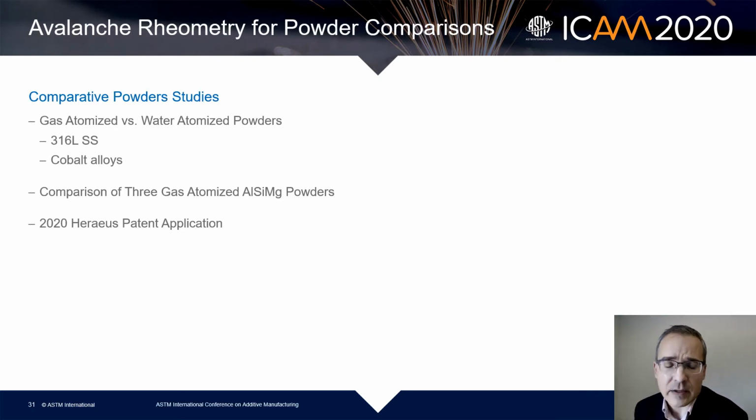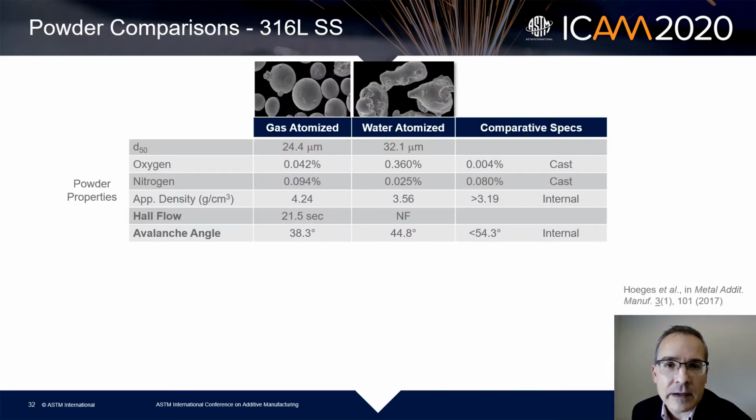So one of the main uses for Avalanche Rheometry is to compare between powders. I'll go over a few examples of that here today. Here's some 316L stainless steel, gas atomized and water atomized powders. And you see for the Hall flow case, there was quite a difference there. Basically, one flowed and one did not. And the avalanche angles both passed the internal spec for this particular reference.